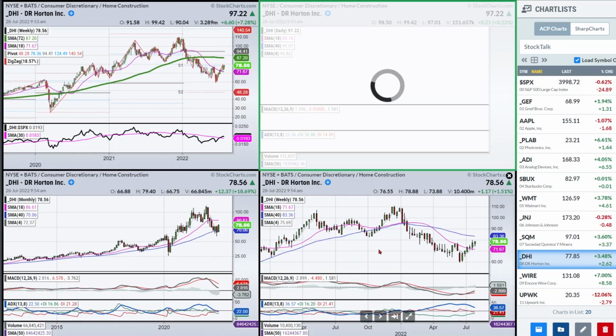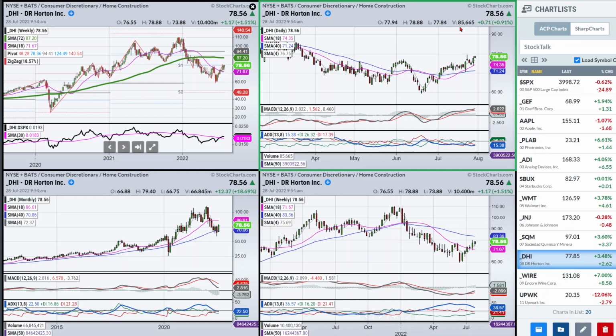Okay, so DHI, so a couple things going on. Number one, and you always want to do this. This is why I love having the monthly chart and the weekly chart up together. You see this? Look at this price support. You see how we came down to major price support? That was the breakout from this monthly chart. That's really important to recognize.